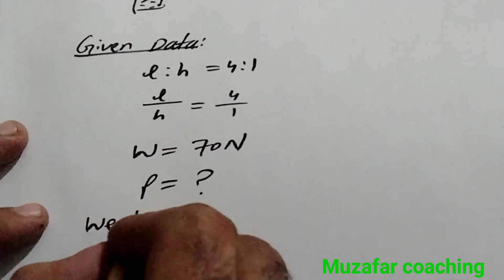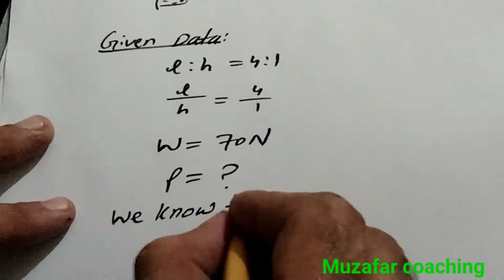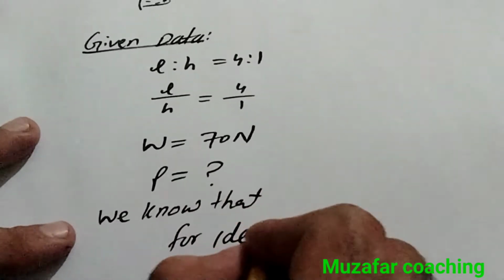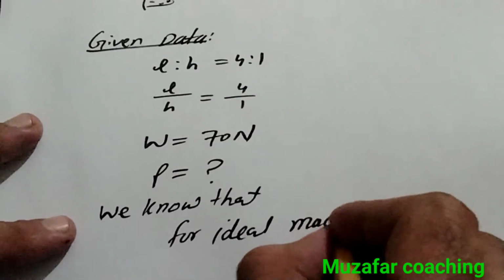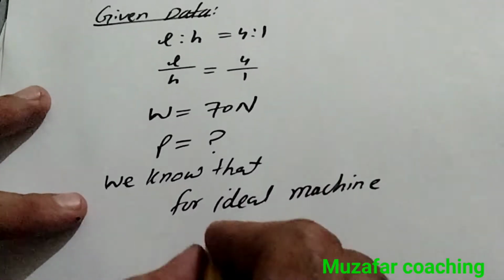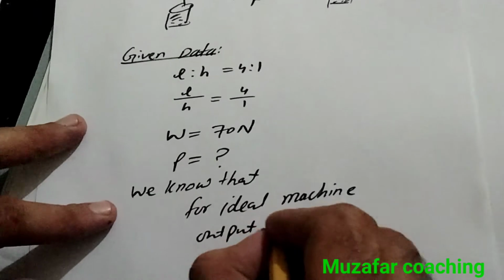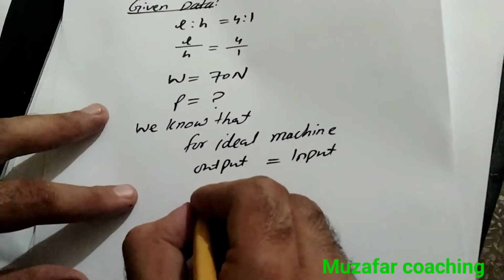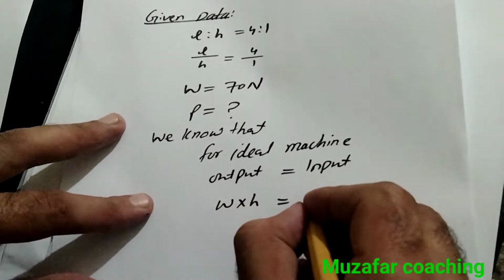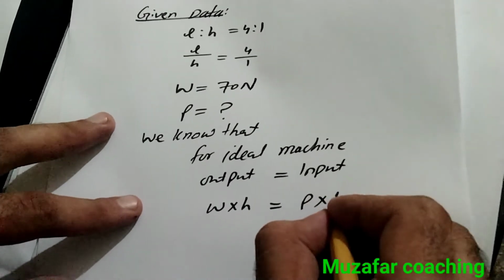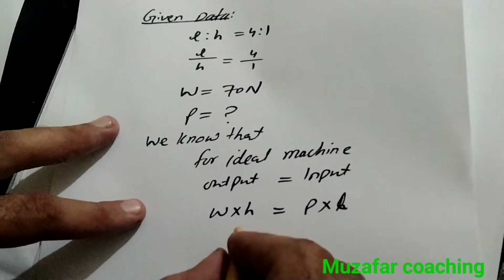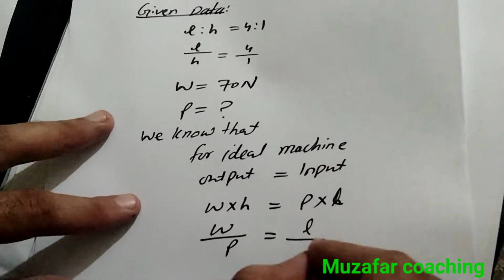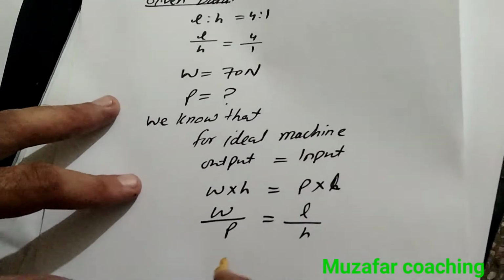We know that for an ideal machine, output is equal to input. So output is W multiplied by H, and input is P multiplied by L. After rearranging, this will happen, and then we have to put the values.